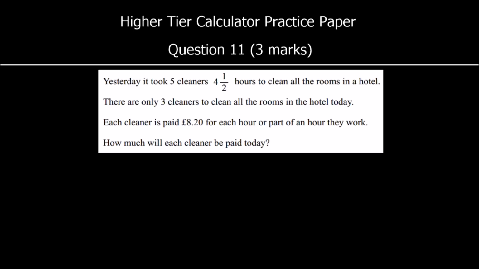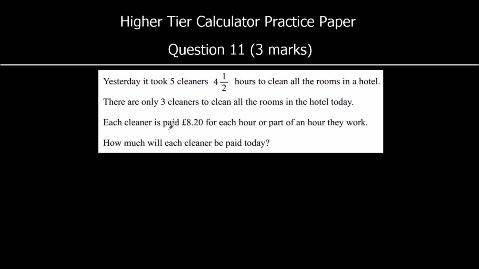Question 11. Yesterday it took 5 cleaners 4.5 hours to clean all the rooms in a hotel. There are only 3 cleaners to clean all the rooms today. Each cleaner is paid £8.20 per hour, or part of an hour they work. How much will each cleaner be paid today?